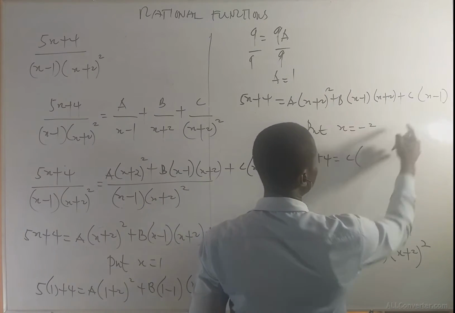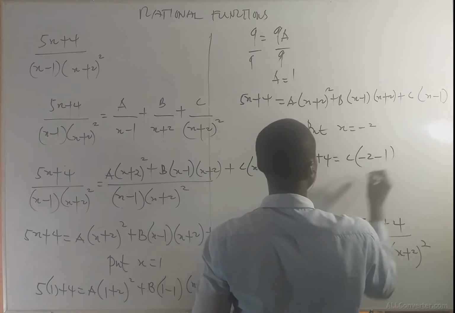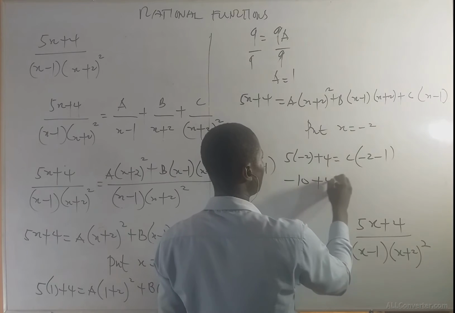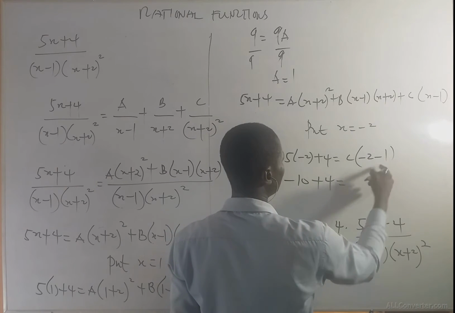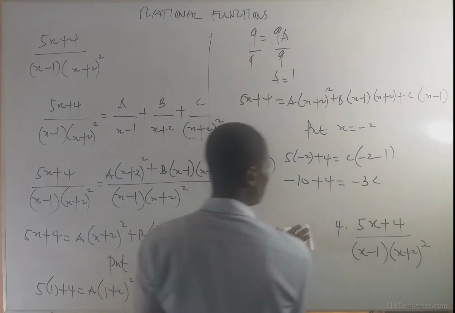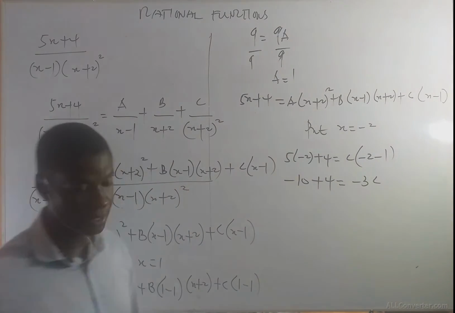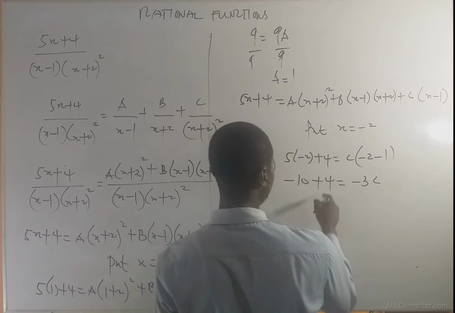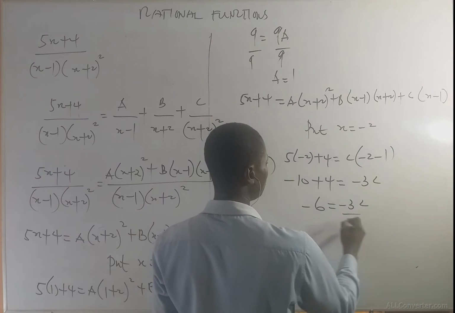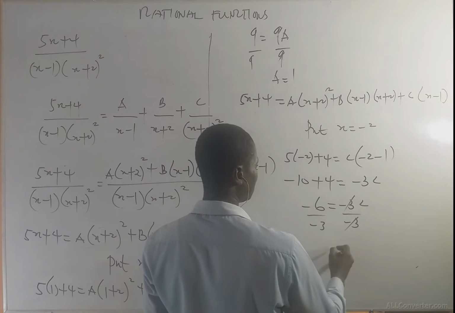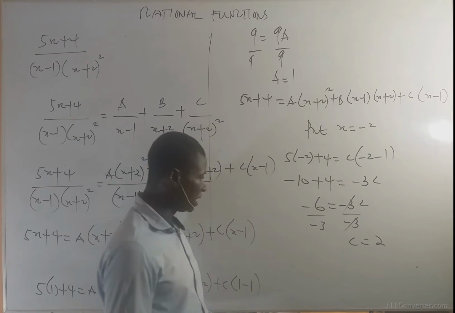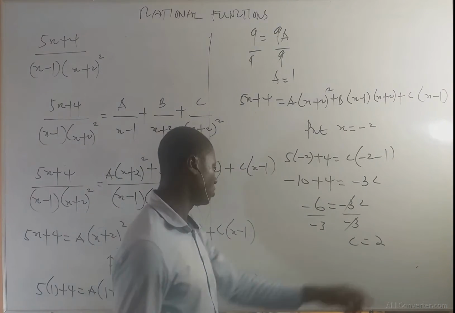Now we have c into bracket minus 2 minus 1. So 5 times minus 2 will give us minus 10. We have plus 4 equals minus 2 minus 1, which is minus 3, so we have minus 3c. Now minus 10 plus 4 will give us minus 6 equals minus 3c. Dividing through by minus 3, we can say that the value of c will be equal to 2. The negative will cross out the negative, and 3 goes into 6 two times, so c equals 2.